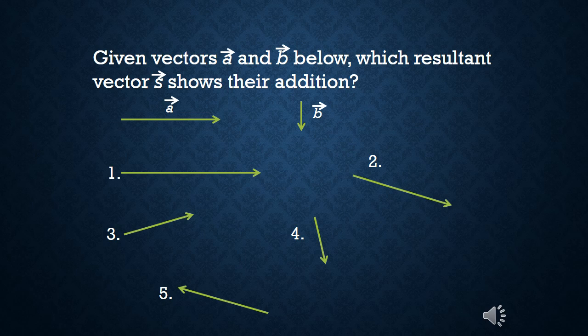Okay, so given vectors A and B below, so here's A, a horizontal vector, B is a shorter vertical vector pointing downwards, which of the following 1, 2, 3, 4, or 5 shows the addition of those two vectors?